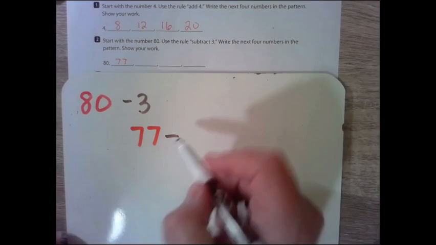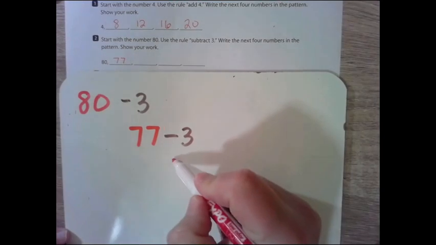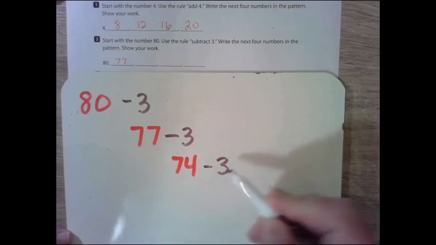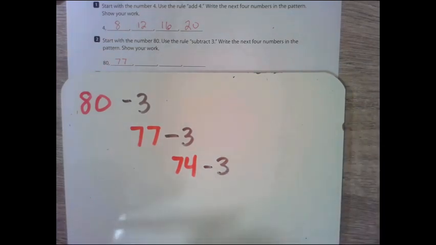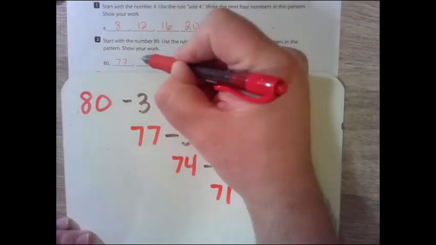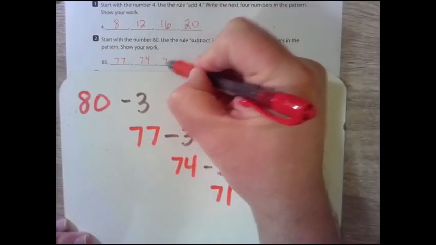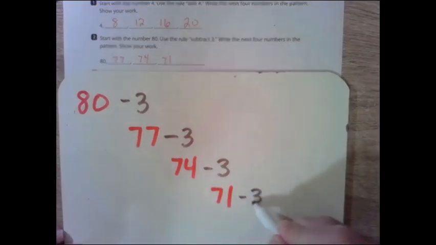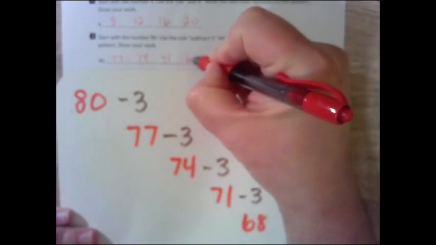77 take away 3 more is 74. 74 take away 3 more is 71. I'm forgetting to write my numbers up here. So we had 74 and then 71. We're going to go one more time. 71 take away 3 is 68. Let's plug that in here.